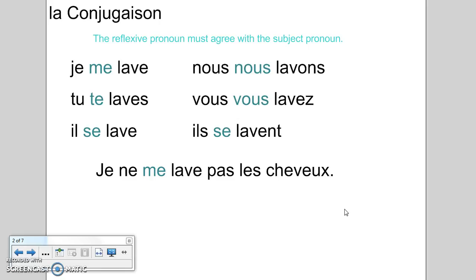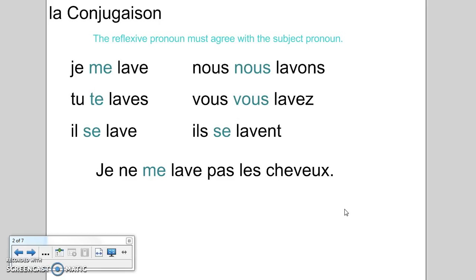So se laver would conjugate to je me lave, tu te laves, il se lave, nous nous lavons, vous vous lavez, and ils se lavent. One thing to note is that me, te, and se all change: you drop the e and add an apostrophe when it's in front of a vowel. Other than that, it's pretty straightforward.